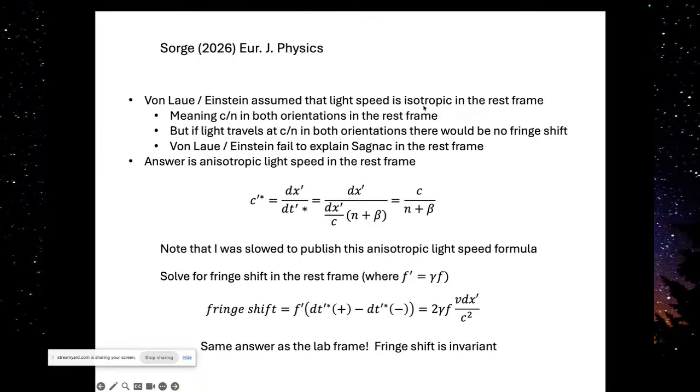So let's see, this may be recapping what I just said. So von Laue and Einstein assume that light speed is isotropic in the rest frame, meaning c over n in both orientations. But because we're getting different travel times in the rest frame, we're essentially showing that we're getting anisotropic light speed in the rest frame.